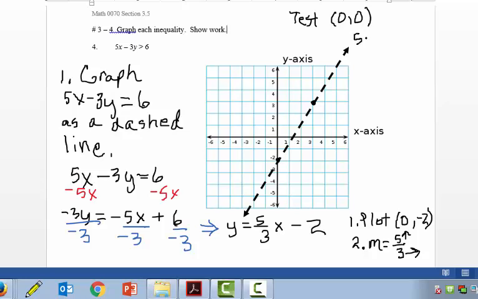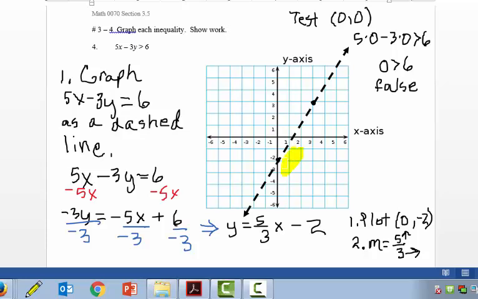So 5 times 0 minus 3 times 0 greater than 6. So this whole left side merely becomes 0 greater than 6. So that's false. What that tells me is my test point and all the points in the same region as the test point make the inequality false.